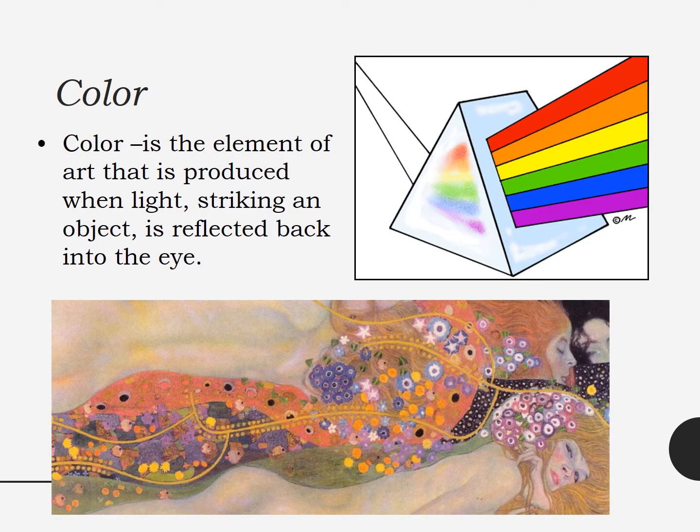Color. So color is the element of art that is produced when light striking an object is reflected back into the eye. So we have a picture of Klimt down here, one of his very famous paintings, and color, when we see it, it's bouncing off of the object or the image, and it is reflected back into our eyes. We're getting a little scientific here.